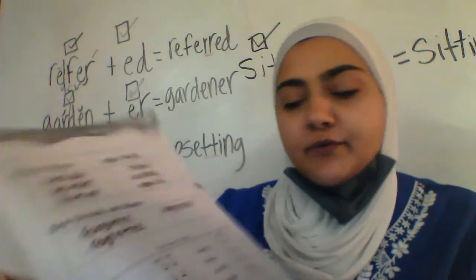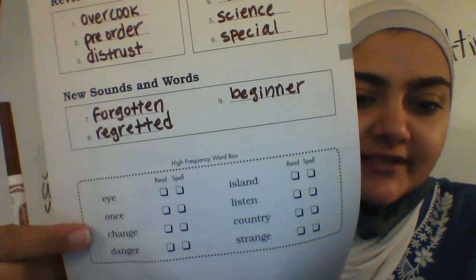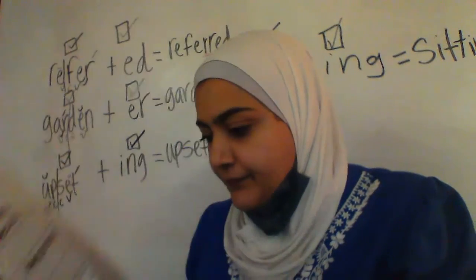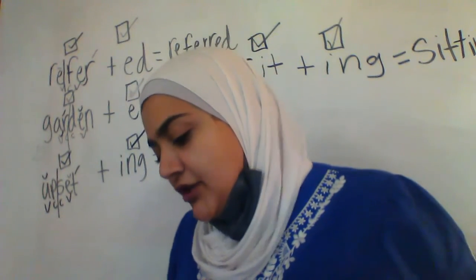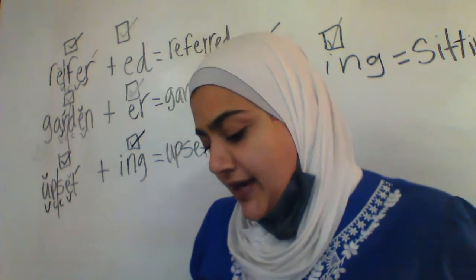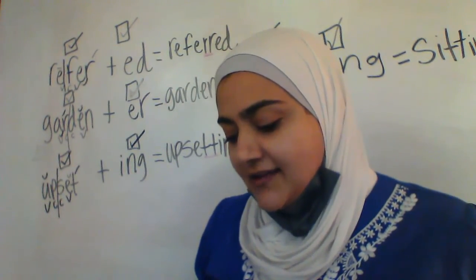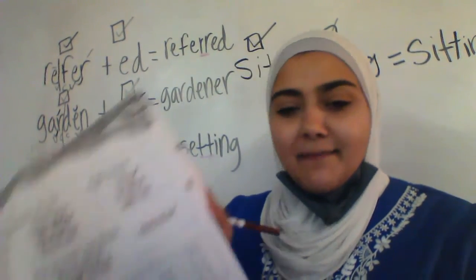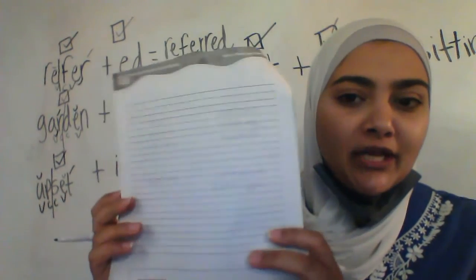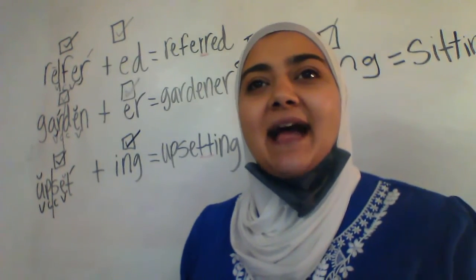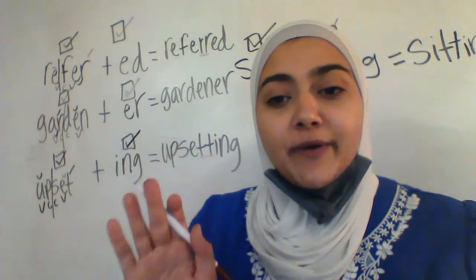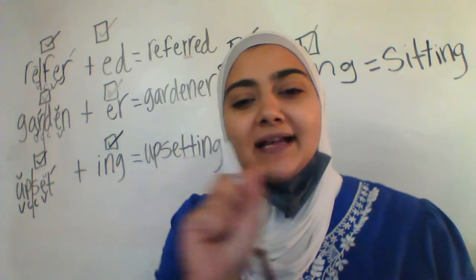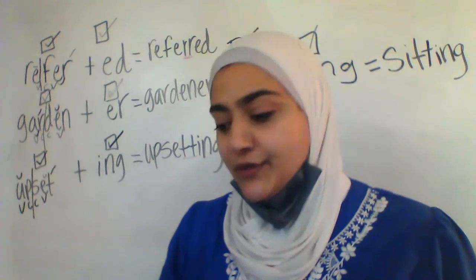All right, let's read the words in the high frequency word box together. I, once, change, danger, island, listen, country, strange. Very good. What you're going to do today with those words is you are going to write a story using at least 5 of these words. You get more points for using more words. So on the back of this paper, you're going to write a story using 5 words. Make sure to add a capital letter in the beginning of your sentence, a punctuation mark, a period, an exclamation point, or a question mark at the end of your sentence. And make sure to highlight or box the word that you used.